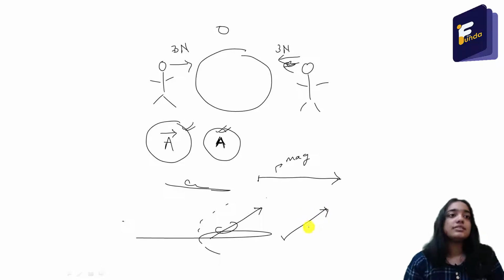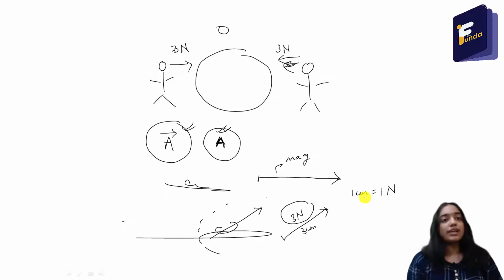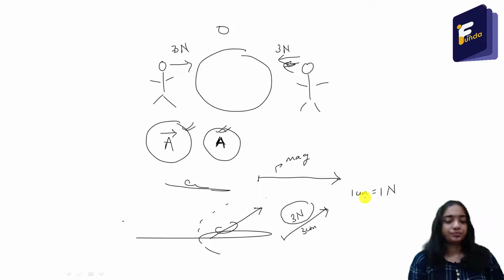If the length is, suppose, 3 centimeter, and I write 1 centimeter is equal to 1 Newton in physics or anything, then 3 centimeter means 3 Newton. That means the magnitude of this vector quantity that I am defining is 3 Newton, and the direction is pointing in this direction. Here I have shown you the direction. So like this, graphically we can draw the vector quantities.